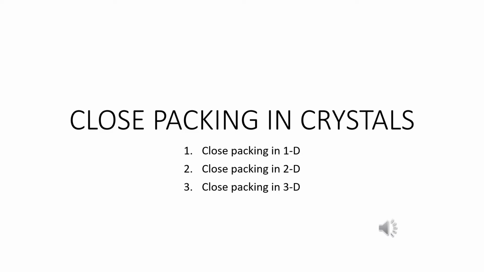So what is close packing? Whenever the constituent particles are packed very closely, leaving a very minimum space, that type of packing is known as close packing. There are three types of close packing: close packing in one-dimensional, close packing in two-dimensional, and close packing in three-dimensional structures. First we see close packing in one dimension.